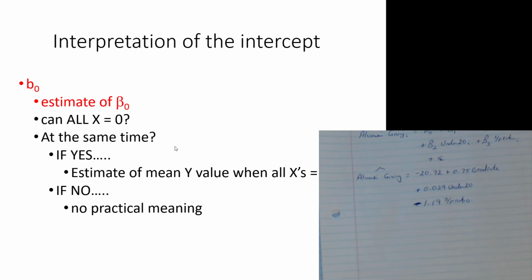You're bankrupt. You're an institution with no students. Guess what? There's going to be no alumni. So even that, no practical way that grad rate, under 20, and student faculty ratio are all equal to 0. So in this case, the intercept has no practical meaning. Okay, so that's important to us.